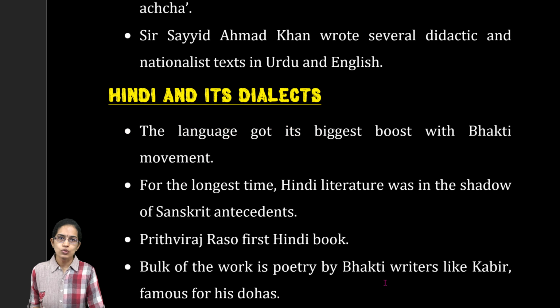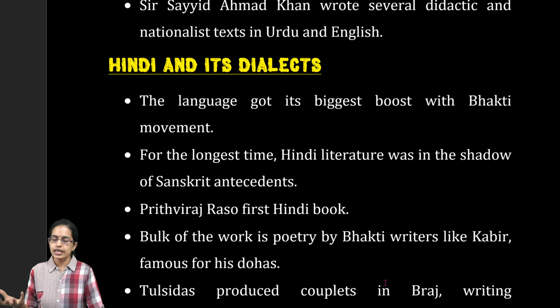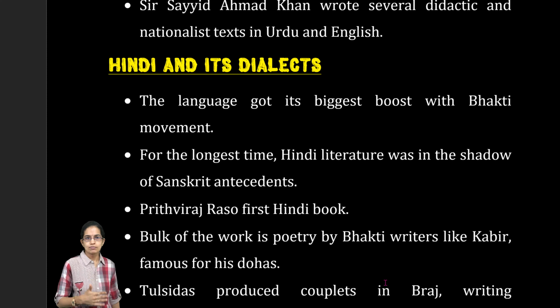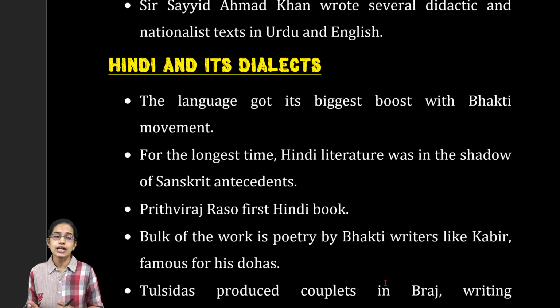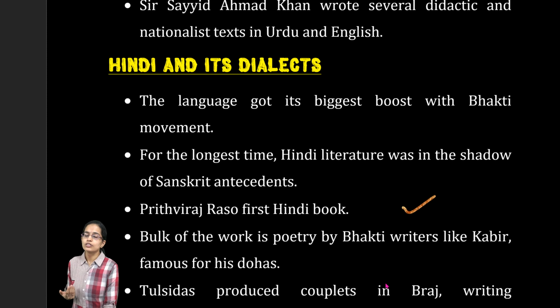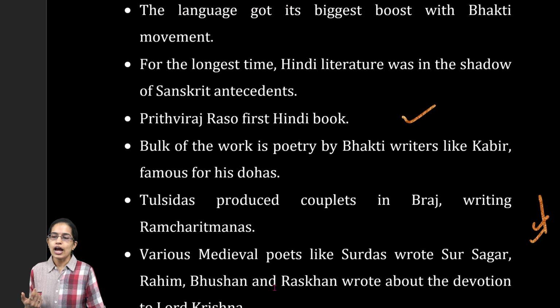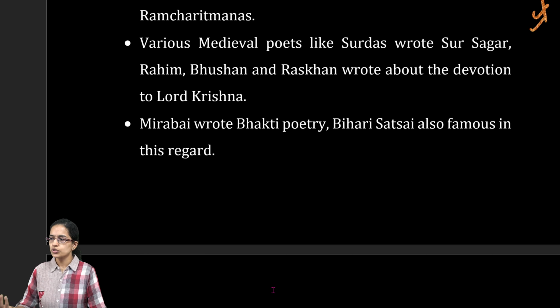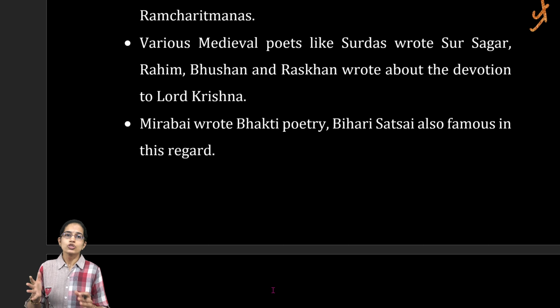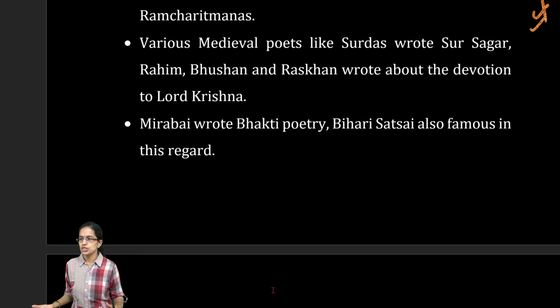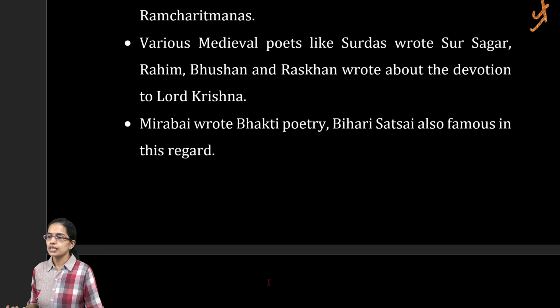The next is the Hindi style of writing. Now in the Hindi style of writing, as we said, Sanskrit was a predominant language, and later on you had Pali and Prakrit that came in. You had Prithviraj Raso, which was considered the first Hindi book, and then you had a numerous series of Bhakti writers. Kabir was one of the most popular writers during that time. Then you had Tulsidas, who wrote the Ramcharitmanas in Braj. Similarly, you had Surdas, who wrote the Sur Sagar, which was devotional literature for Lord Krishna. So as we can see, each of these works was devotional in nature. Mirabai's devotion had been again important.